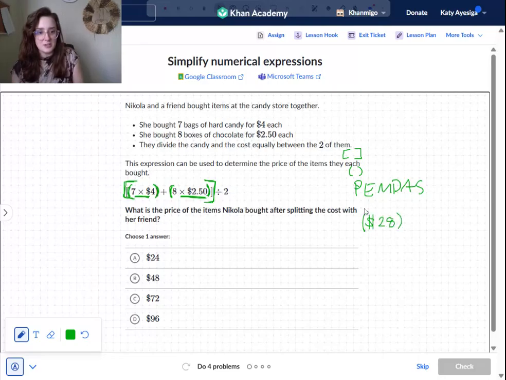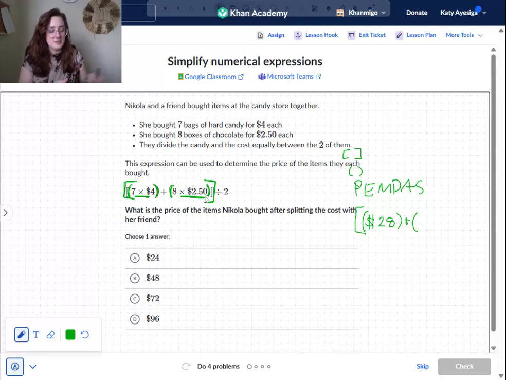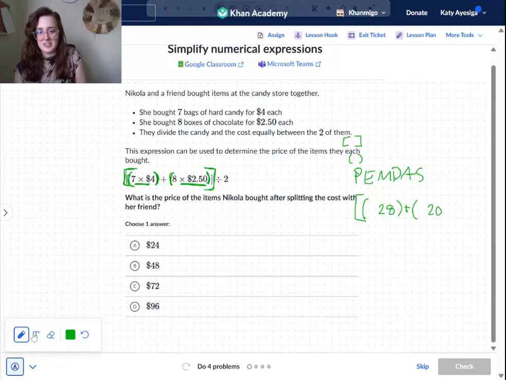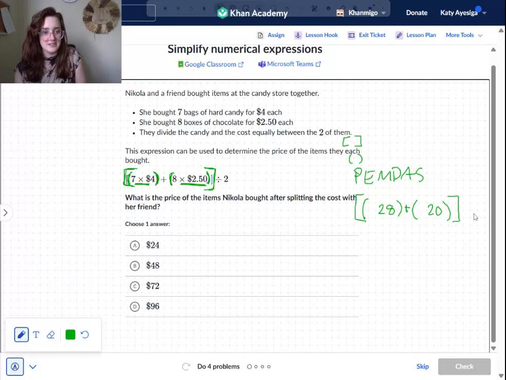All right, I'm going to leave that in parentheses with the brackets, plus, and then 8 times $2.50, let's check. 2.5 times 8 is going to be $20. Sometimes all the dollar signs can get confusing, so we can just get rid of the dollars and add the dollars at the end if that's easier. Divided by 2. So already it's looking a lot cleaner just by getting rid of the dollar sign and starting with the innermost parentheses. So we're still in parentheses, still in PEMDAS, but we can't simplify further, 28 and 20.